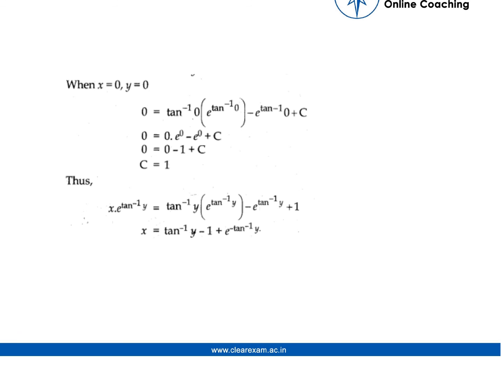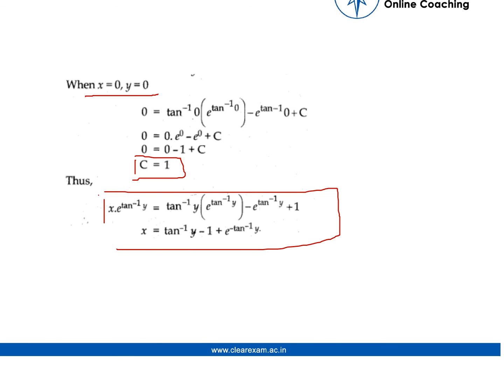We have to find the particular solution at x equals 0 and y equals 0. So we will place these values, and we are getting the constant c equals 1. So we will replace the value of c in the general equation, and we are getting this particular equation.